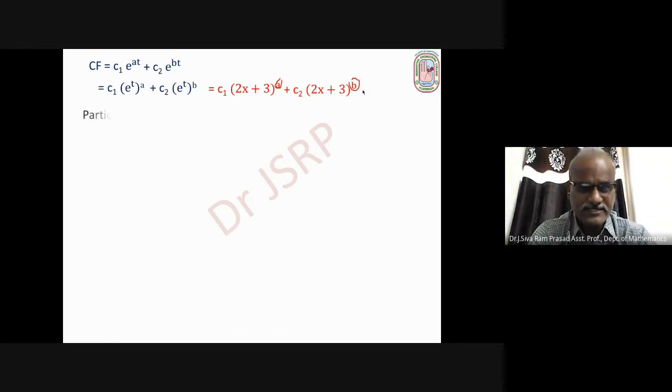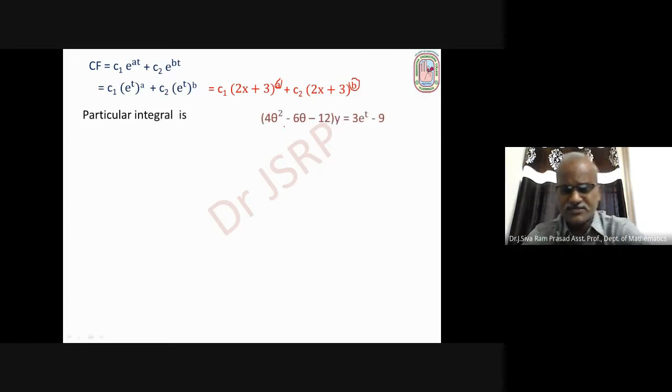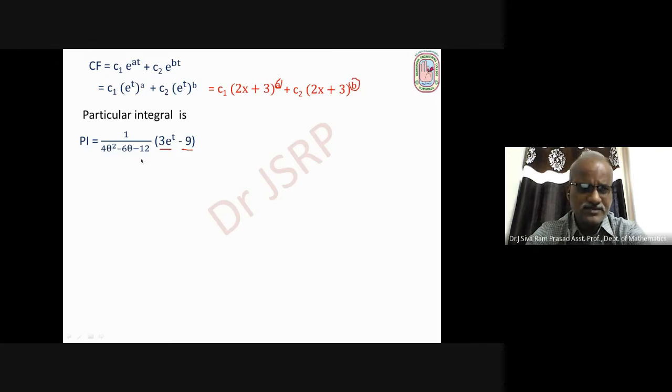Right. Next, particular integral is, what is the equation? Our equation is this. So 1 by f of theta, that is 1 by 4 theta square minus 6 theta minus 12 into the right side function 3 e power t minus 9. So here we have a sum of terms, separate the terms. So 3 into 1 by 4 theta square minus 6 theta minus 12 into e power t, minus 9, take 9 common, 9 into 1 by 4 theta square minus 6 theta minus 12 into e power 0t.